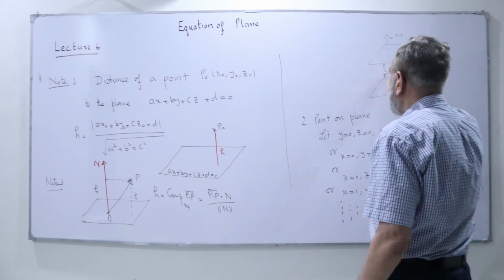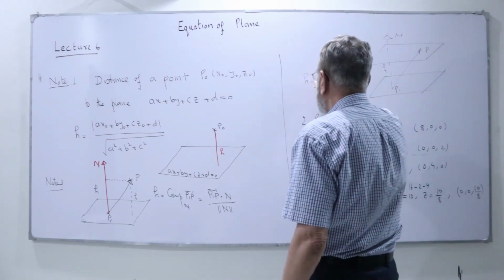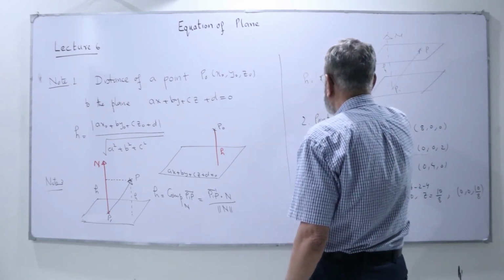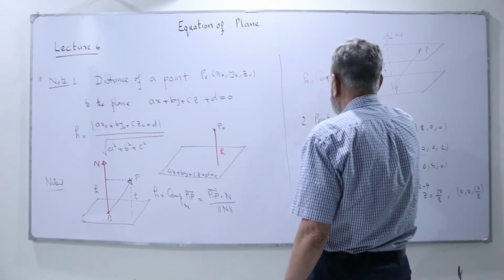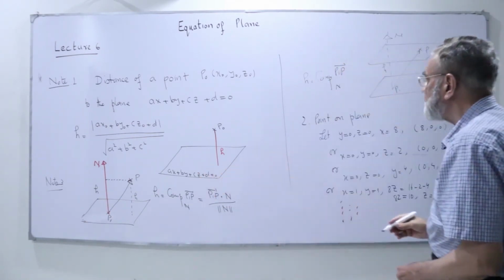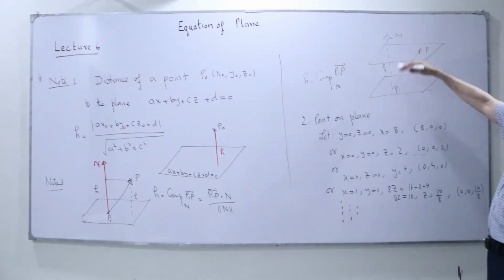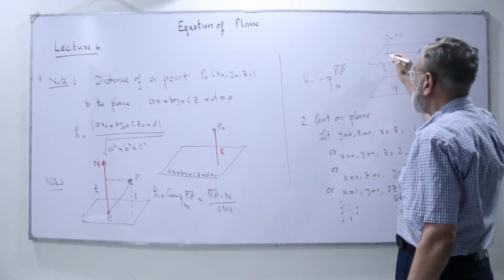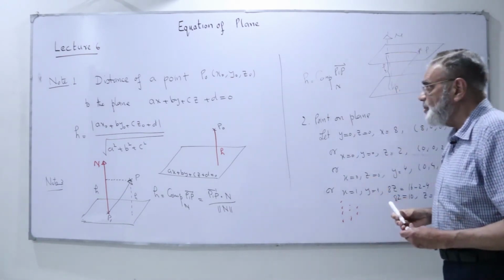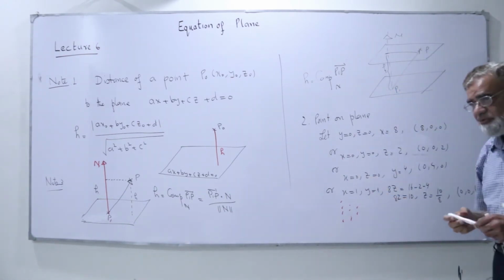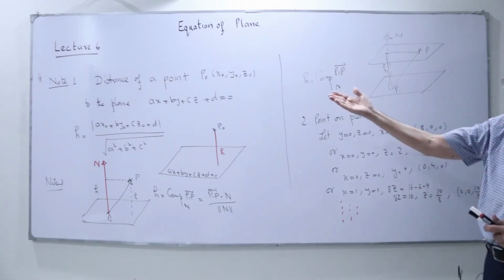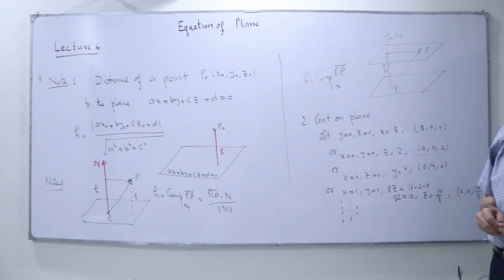Again, what's my h? My h is the component of vector p1p along vector n, same as I described here. Because the planes are parallel, the normal is the same. We find the component of this vector, and this is my h. I can find it by using this. That's my next question, which I'm going to solve: how we can find the distance between two planes, or how we can apply the formula to find the distance of a point from the plane.